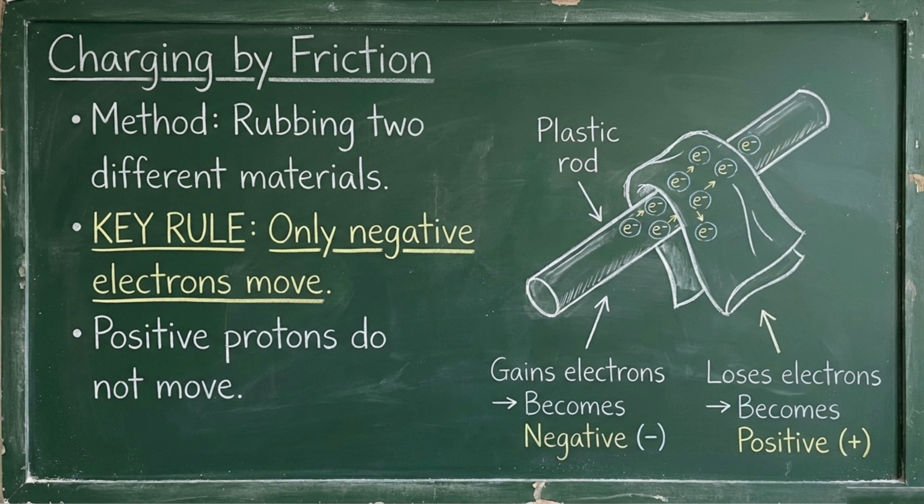The rule is only negative electrons move. Positive protons stay put. Which feels a little counterintuitive to me. I mean, if I rub a plastic rod with a cloth and the rod becomes positive, my brain wants to assume I added positive charge to it, like spreading peanut butter on toast or something. I get that logic, I really do, but physically, it's impossible in this context.